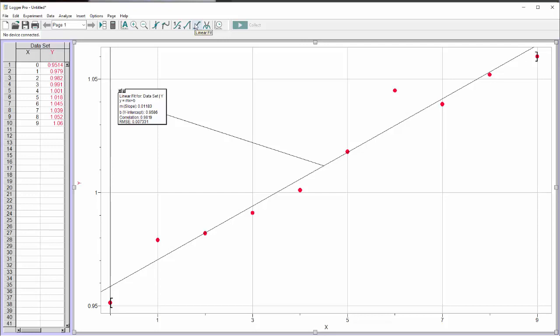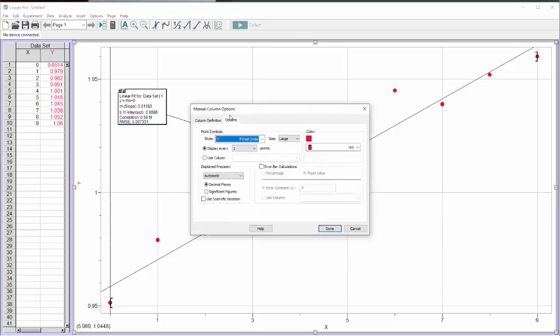Yes? Can you show us how to make the dot solid again? Okay. Mouse over the data points. Double left click. Okay, so mouse over the data points, double left click. You're going to get this dialog box that says Manual Column Options. Look under the tab that says Options. Click this little down arrow and choose a filled shape instead of an empty shape.